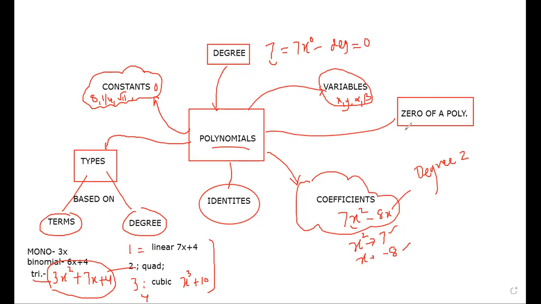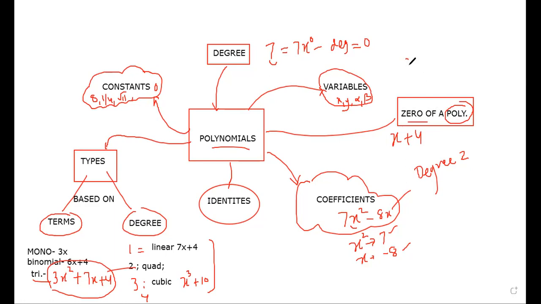Now, somebody said zero of a polynomial. Let's define zero first. What do you mean by zero of a polynomial? What is zero? If I say P(x) is x plus 4, what is the zero of x plus 4? Minus 4. How did you get minus 4? Sir, we will shift the plus 4 to the other side, so it will become minus 4. Okay, x equals minus 4.